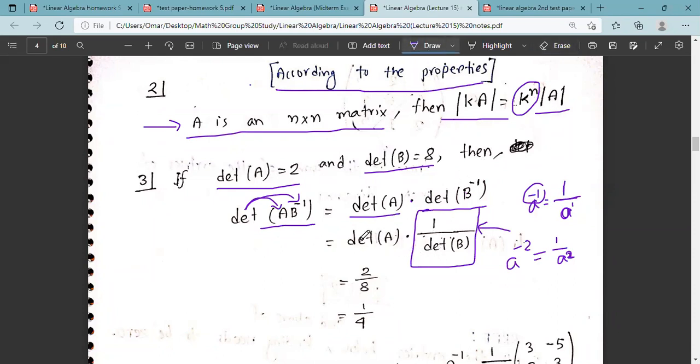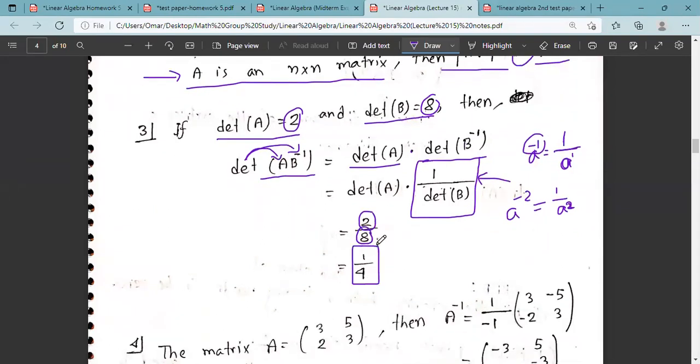So now you just substitute the values. The determinant of A is equal to 2, so I have written here 2, and the determinant of B is equal to 8, so I have written here 8. So the answer is 1 by 4. Okay, guys, can you understand? Okay, yeah. So now let's go to the next question.